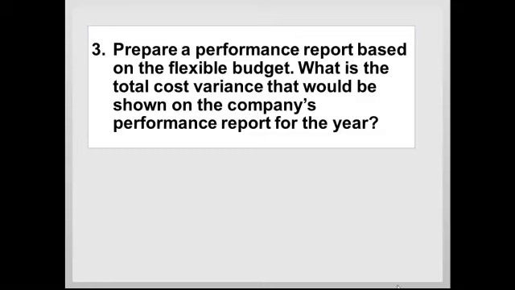Prepare a performance report based on the flexible budget. What is the total cost variance that would be shown on the company's performance report for the year? So we're asked to first prepare the performance report and then determine what the total cost variance would be. When you prepare a performance report, you compare the actual results to the flexible budget. We don't use the static budget here.